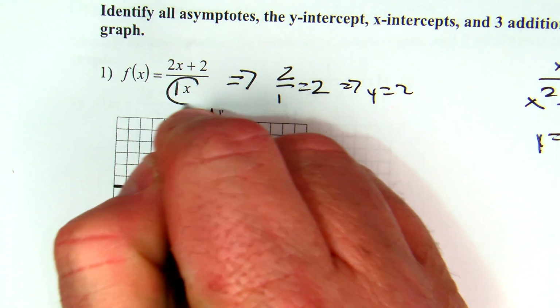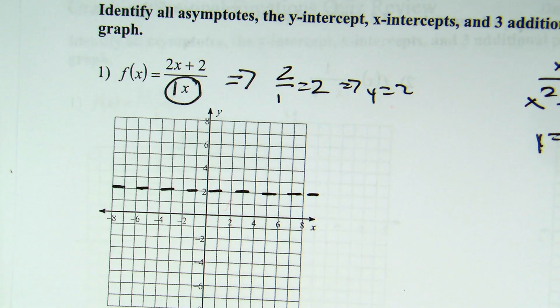Now I'm going to look at my denominator. I have an x. That means x cannot be equal to what? In my denominator, what can my denominator never be equal to? 0. So that means x cannot be equal to what? 0.